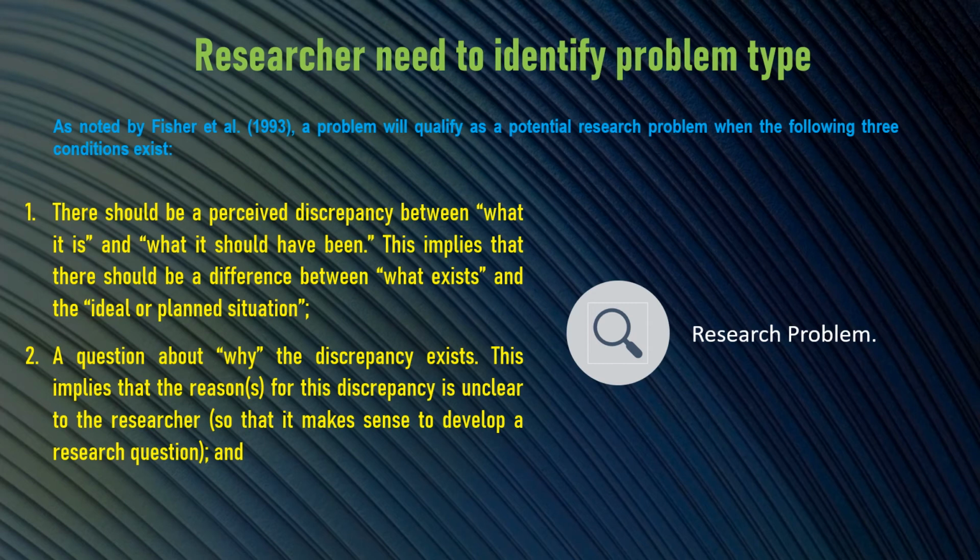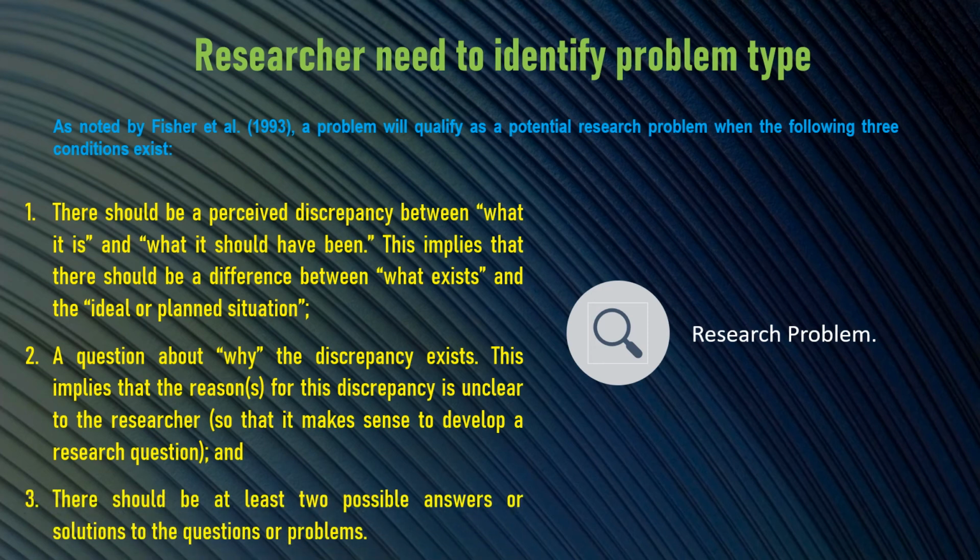Second condition, a question about why the discrepancy exists. This implies that the reason for this discrepancy is unclear to the researcher, so that it makes sense to develop a research question. Third, there should be at least two possible answers or solutions to a problem or question.